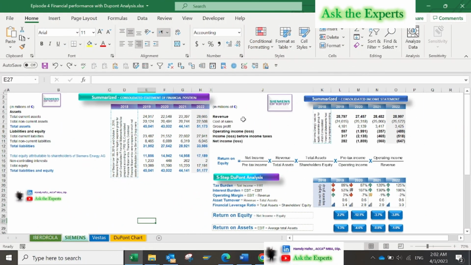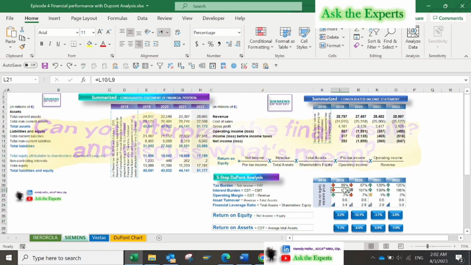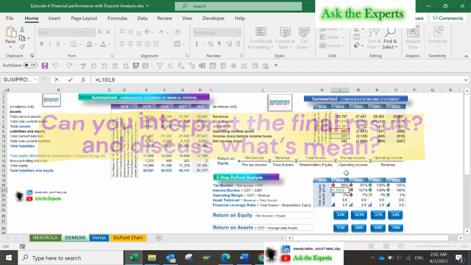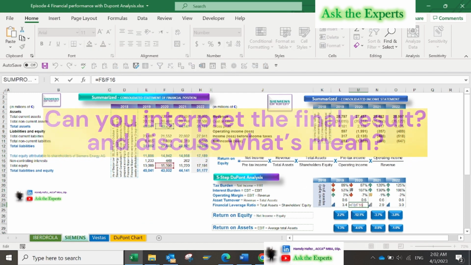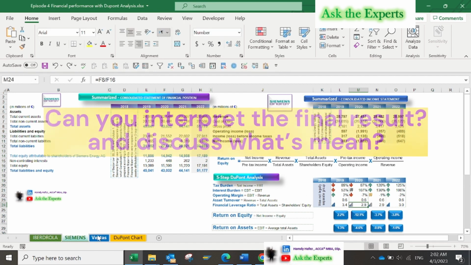The second case study is Siemens Energy. On the left is the summarized consolidated statement of financial position, and on the right is the summarized consolidated income statement. Now, can you interpret the final result and discuss what it means? I will be looking for your answer in the comments.